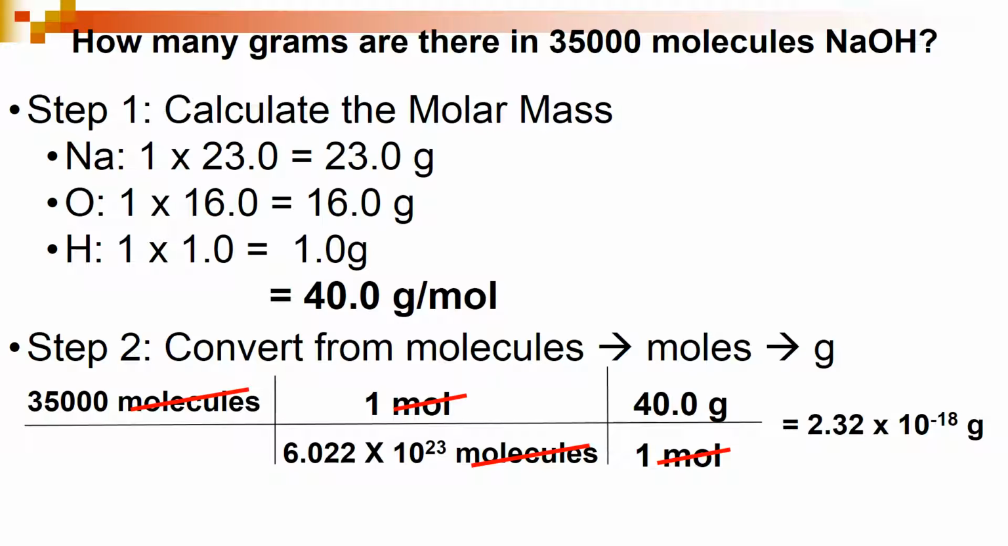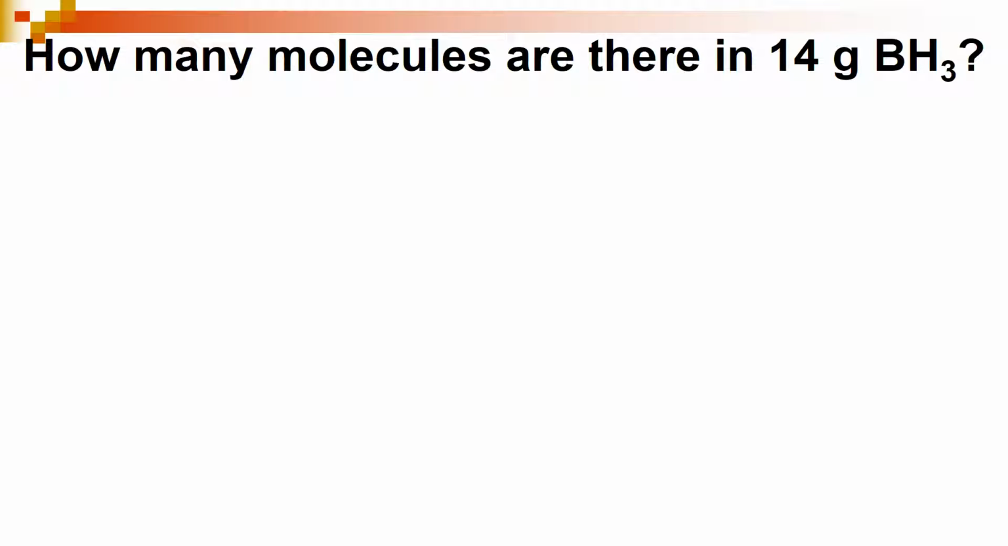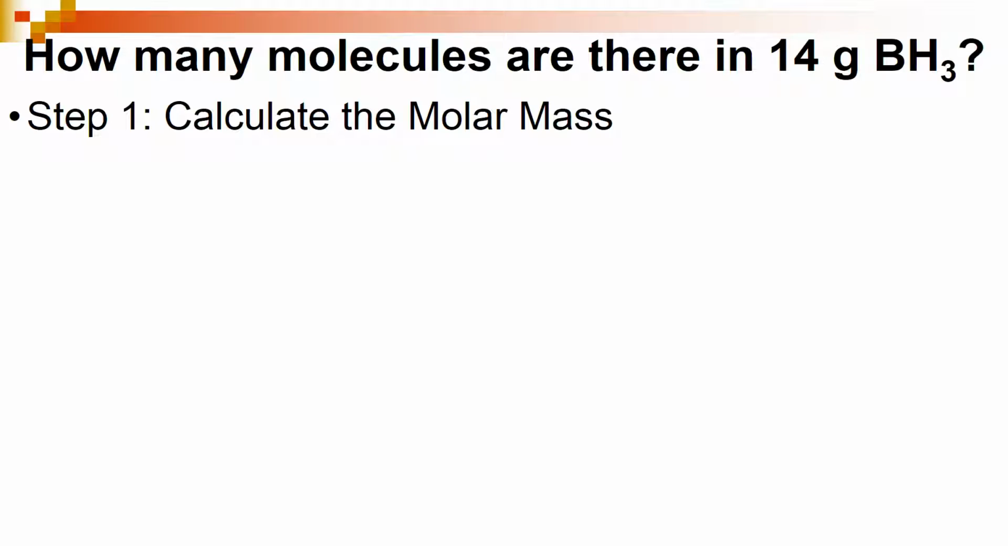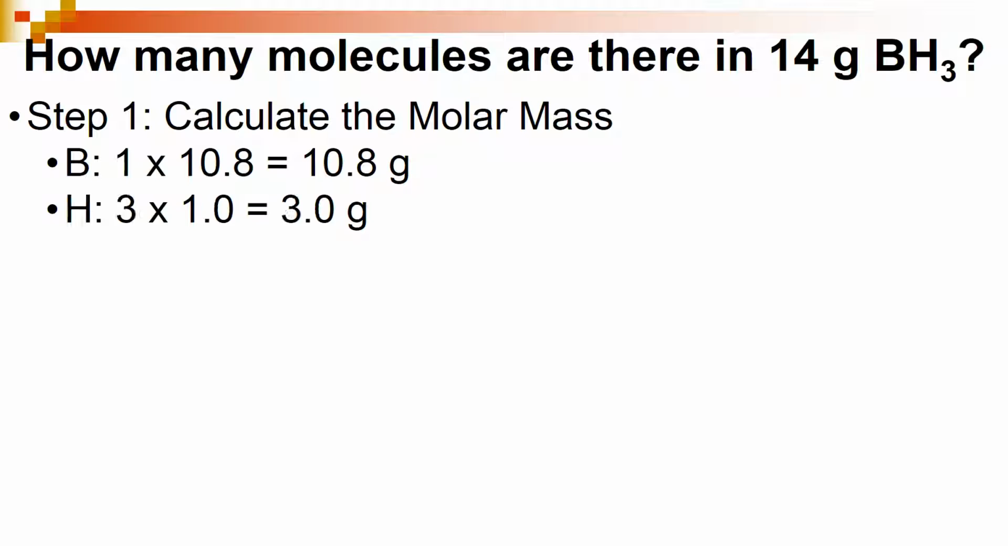All right, let's go to our next example problem. How many molecules are there in 14 grams of BH3? BH3 is called borane. Step 1, calculate the molar mass. I have one boron that bears a mass of 10.8 grams, and I have 3 hydrogens that each bear a mass of 1.0 to give me 3 grams. Adding these values together, we have 13.8 grams per mole as our molar mass for borane.